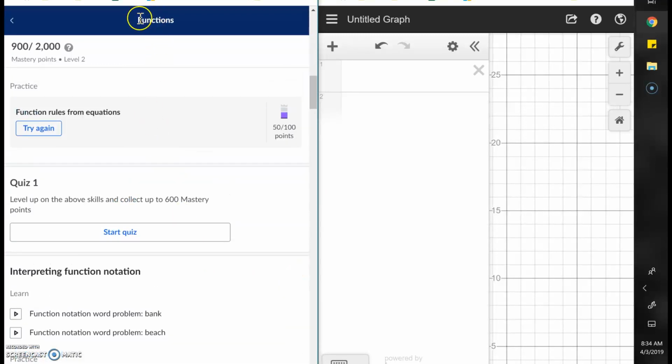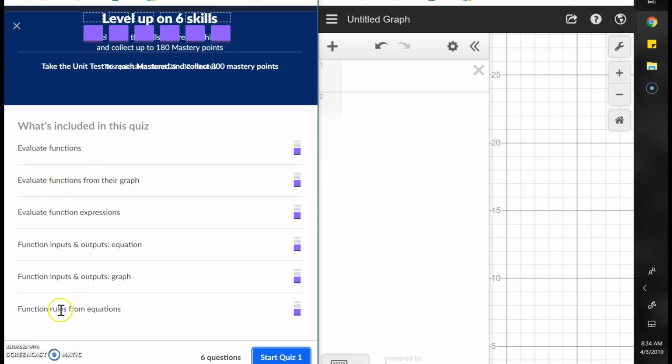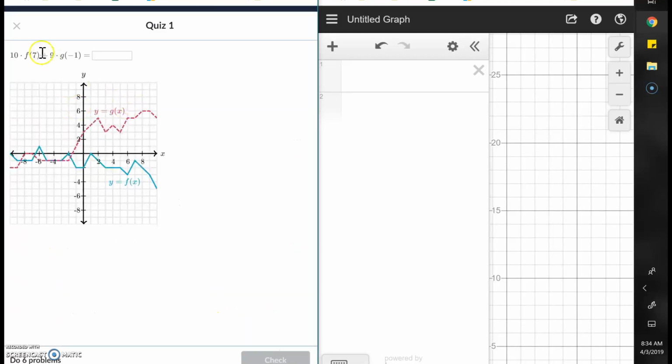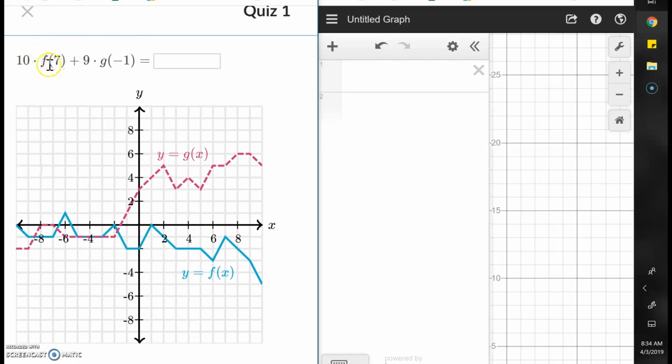Alright, here we go. Let's rock on functions quiz 1. Looks like there's a bunch of skills to level up on. Boom, first one. Super easy. Just finding the outputs for the inputs for F line and G line.